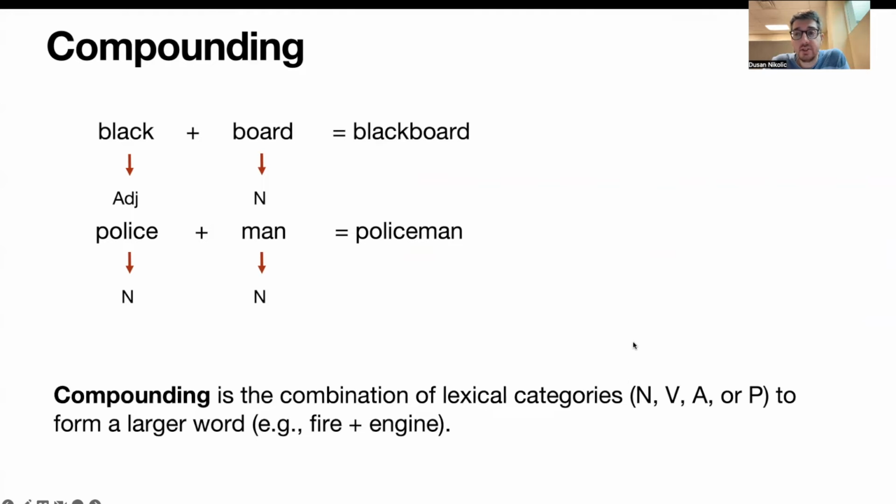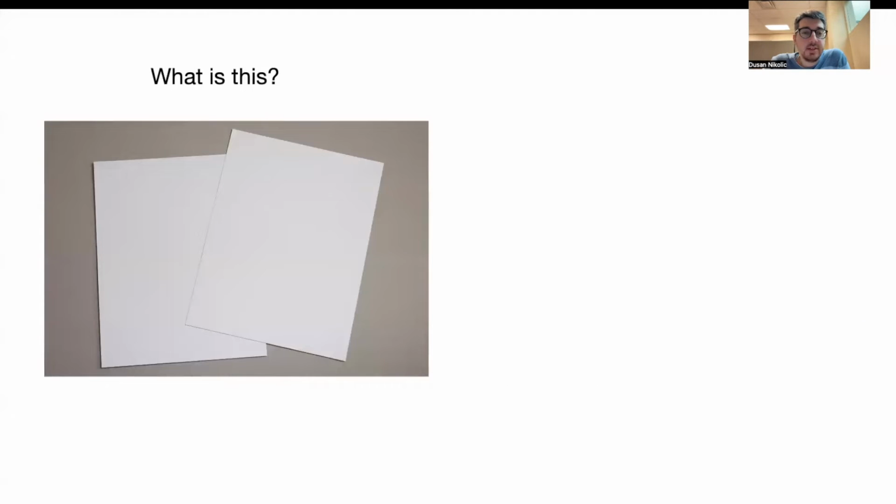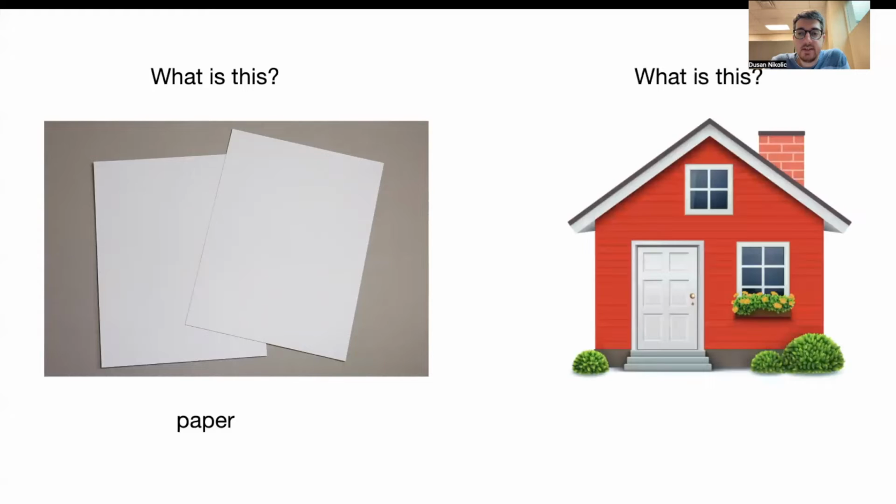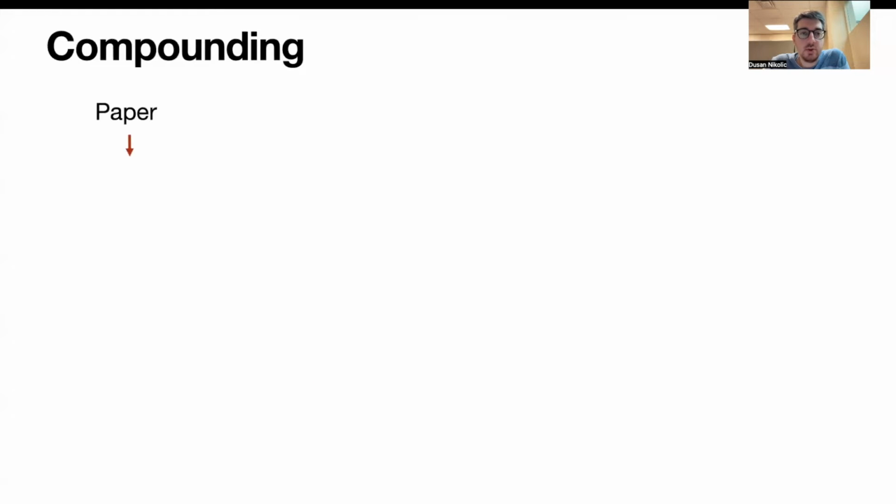For example, fire engine, right? That would be a large word. This is paper, and this is a house. So we can add these two together and get a paper house, right?